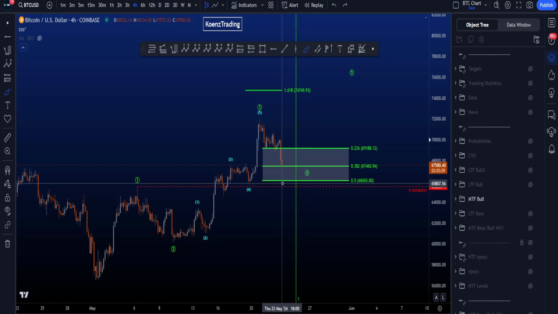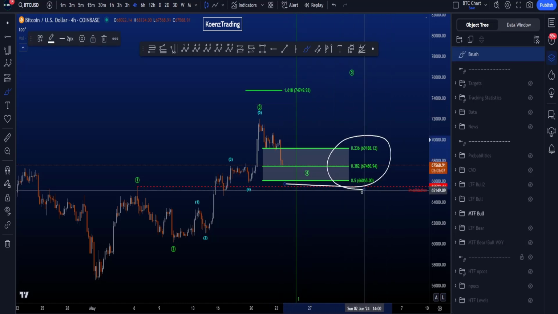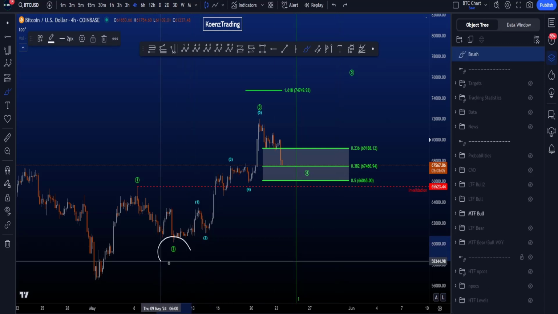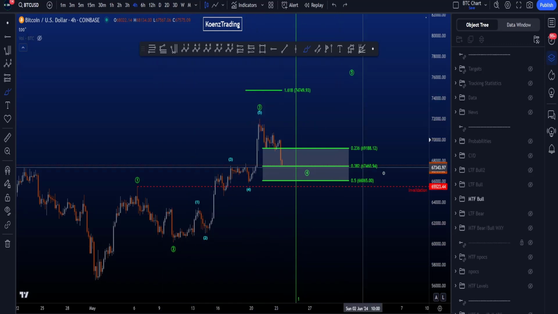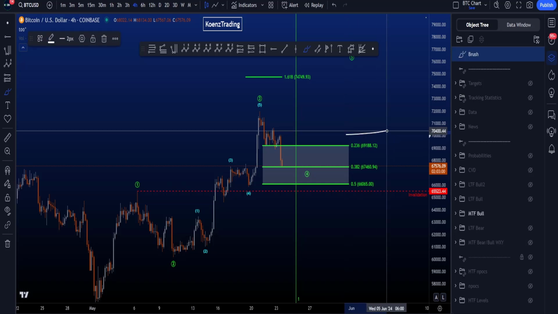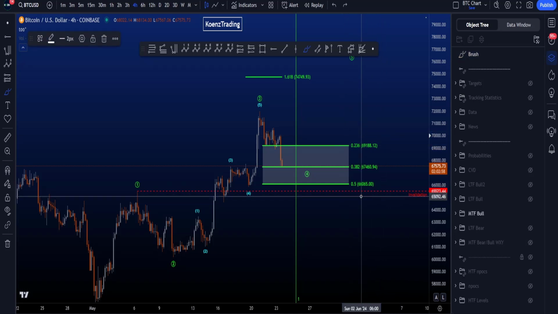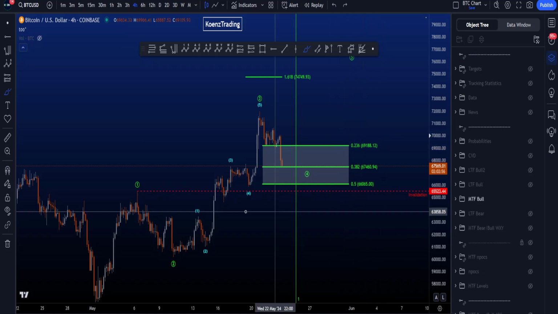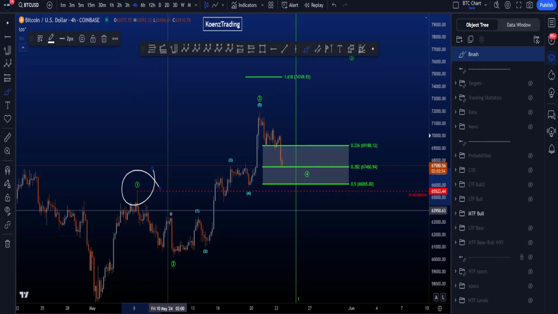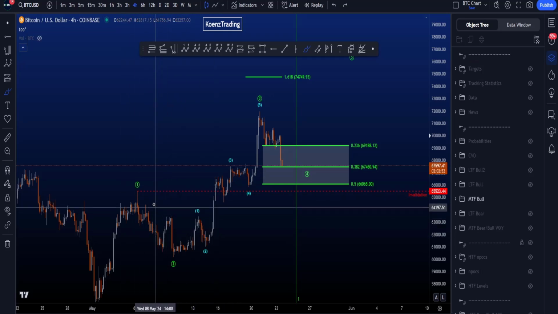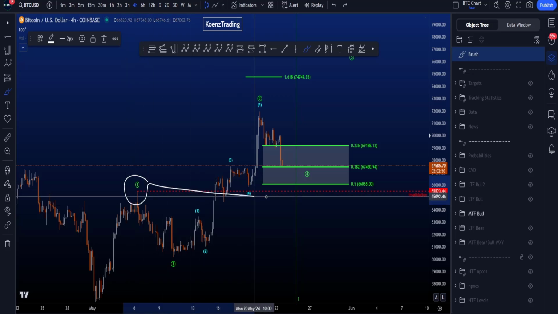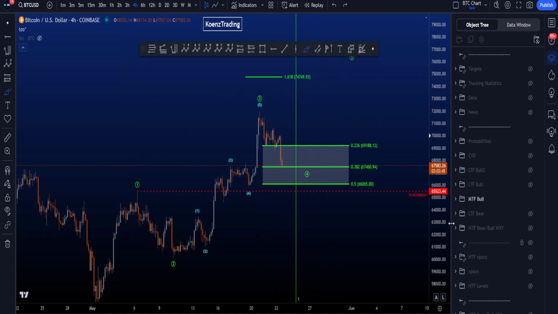The common target area for your wave 4 is the 0.236 to the 0.5 Fibonacci, taken from the low of 2 to the high of 3, giving you a target between 69.2K and 66K. The invalidation for this scenario is price touching the high here at 65.5K, because we don't want to see overlap between a wave 1 and a wave 4.